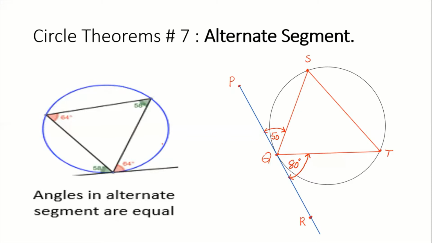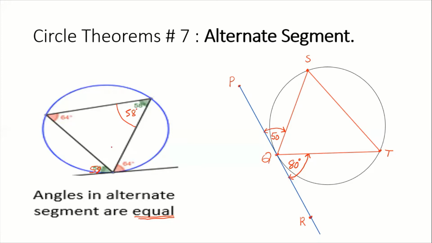Now to circle theorem number 7, which deals with the alternate segment, right? What this rule is saying is that angles in alternate segments are equal. Now this one may be tricky for a lot of students, but I'm just going to show you a quick trick to identify this one quickly. As you can see on the diagram, we have an angle here, which is 58. And also up here in the triangle, they identify this angle to also be 58. So these two angles are in alternate segments.